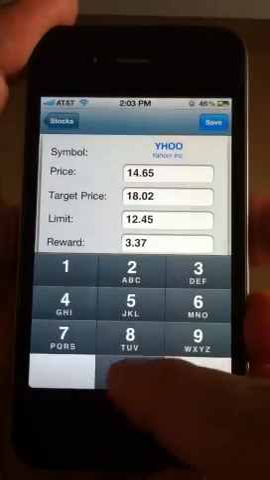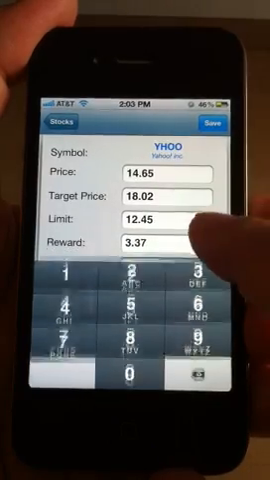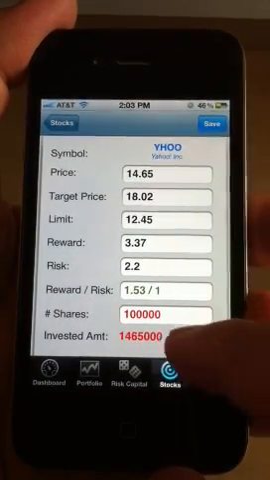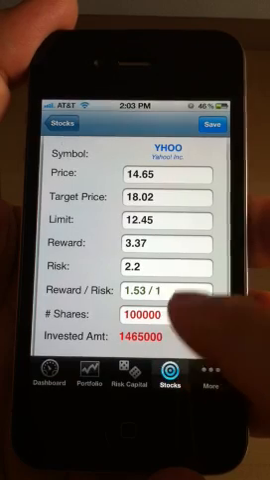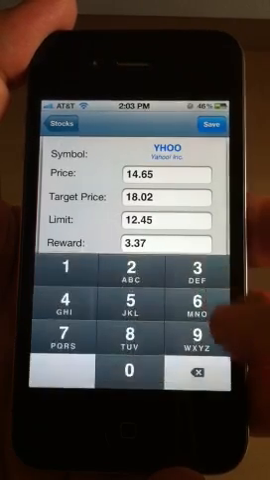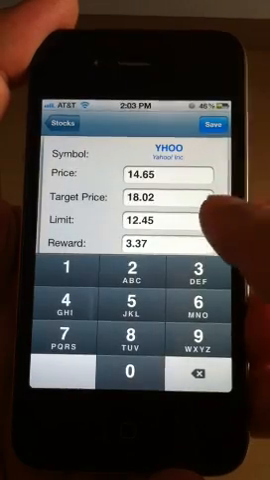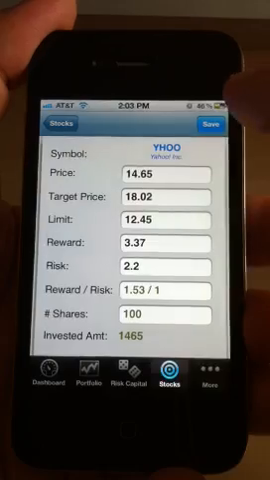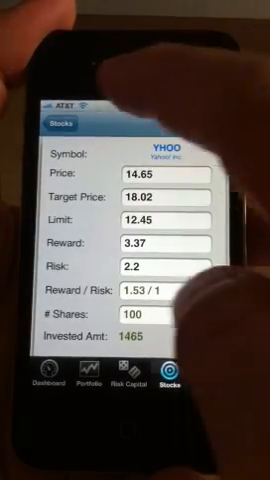Then we can add how many shares we want to buy. So here, if we want to buy too many shares, which exceeds our risk capital, although this is a good buy, the number of shares goes in red. So since our risk capital is only $3,000, we need to buy fewer shares. Let's add 100 shares to the portfolio.